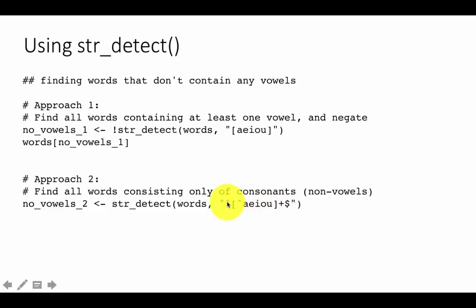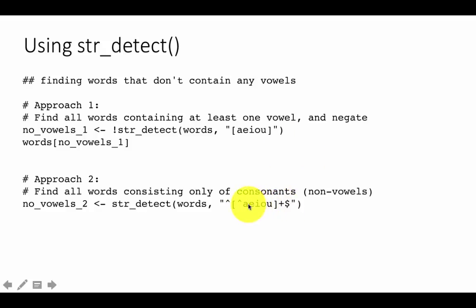Now what we are saying is, the word starts, so we've got the caret here indicating the beginning of the string. Right at the beginning, you have a consonant, and then the plus means one or more of the pattern that precedes it. So it'll match a consonant, keep on matching consonants, and the mismatch will occur when you see a vowel, something other than a consonant.